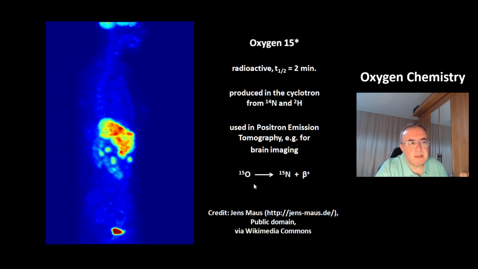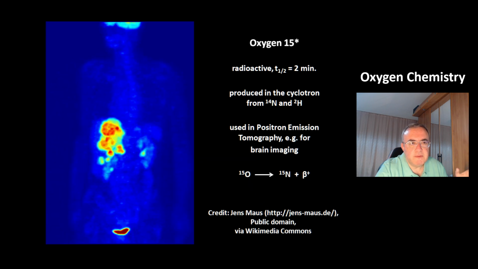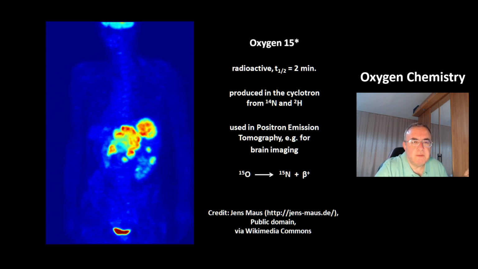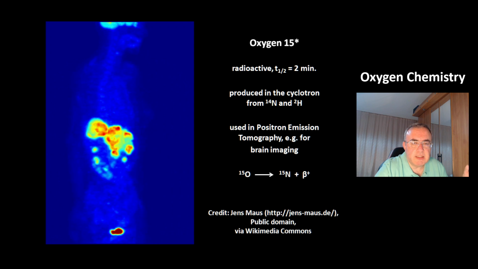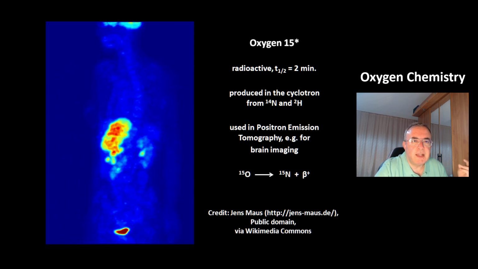And at the bottom, that's the decay reaction of oxygen-15. It decays to nitrogen-15 plus beta plus particle. Beta plus particle is the positron. Positron is the antiparticle of the electron.